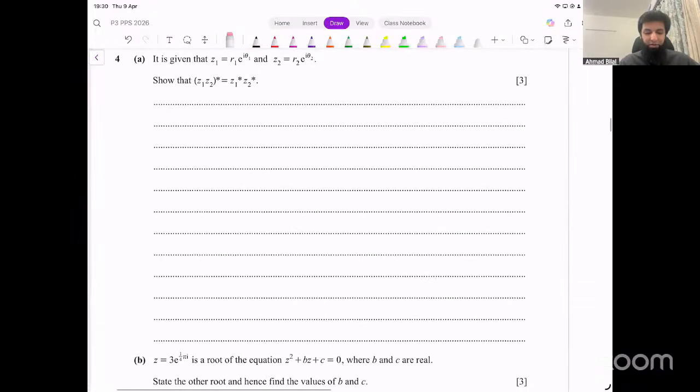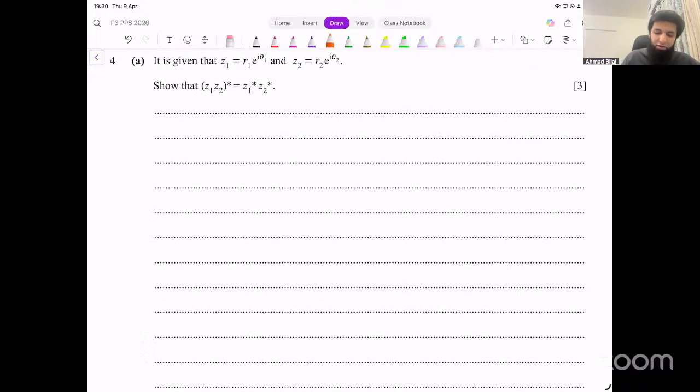It's given that Z1 is equal to R1 e raised to power iota theta 1 and Z2 is equal to R2 e raised to power iota theta 2. Show that the conjugate of Z1 Z2 is equal to Z1 conjugate into Z2 conjugate. How do we think about this now? They're saying the conjugate of these two numbers are equal.